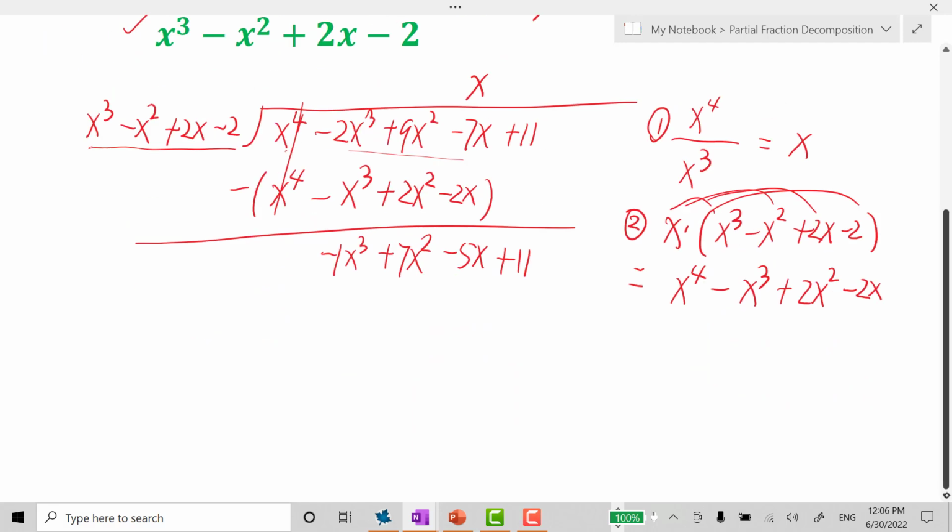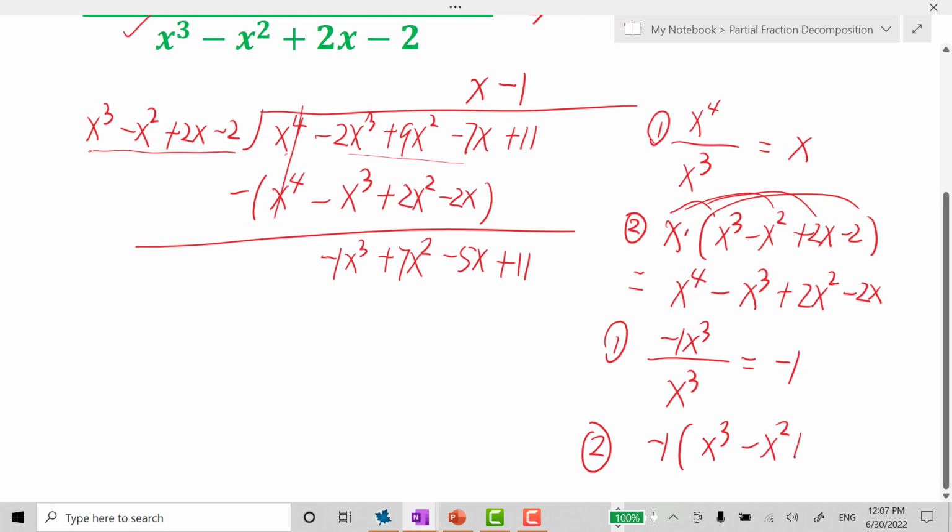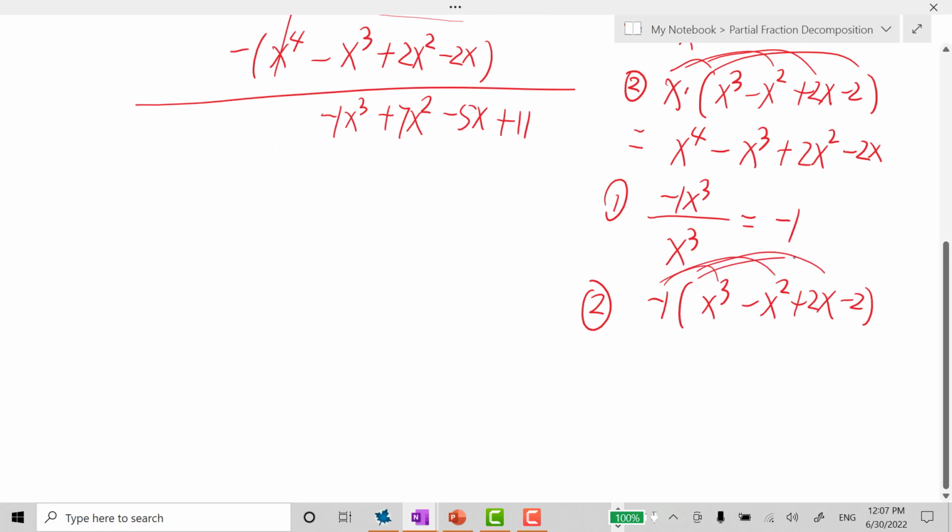Now following the same procedure, we take the leading term, negative 1x cubed, from the dividend and divide it by the leading term of the divisor. The quotient is negative 1. The negative 1 goes on top. Now you multiply the negative 1 by the divisor x cubed minus x squared plus 2x minus 2. So distribute it. We get negative 1x cubed plus 1x squared minus 2x plus 2.